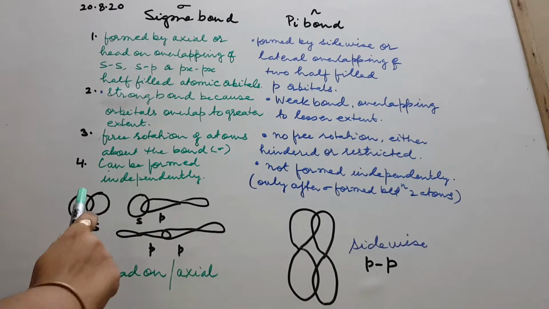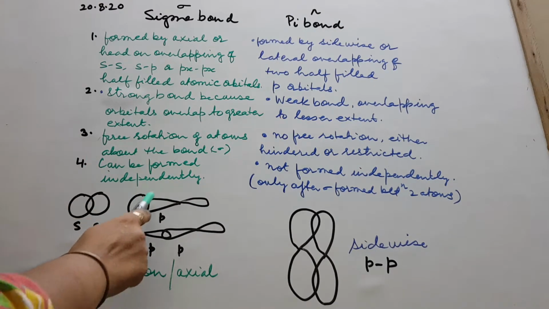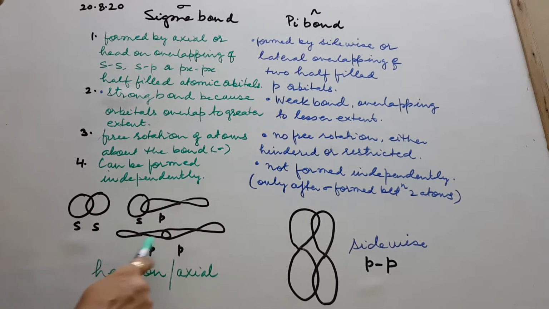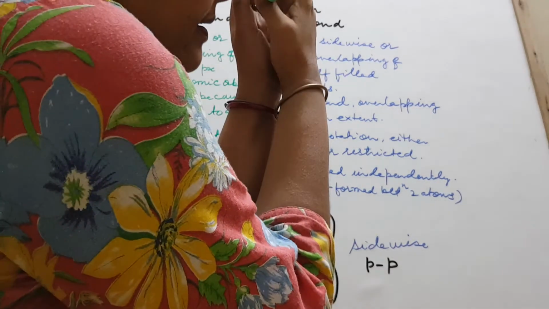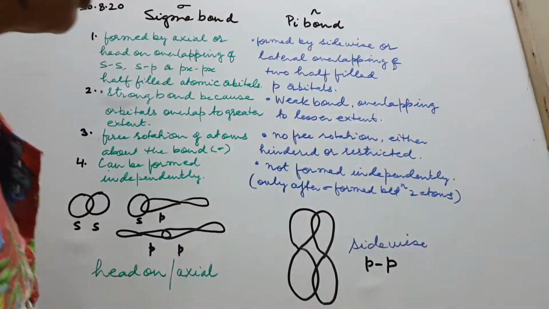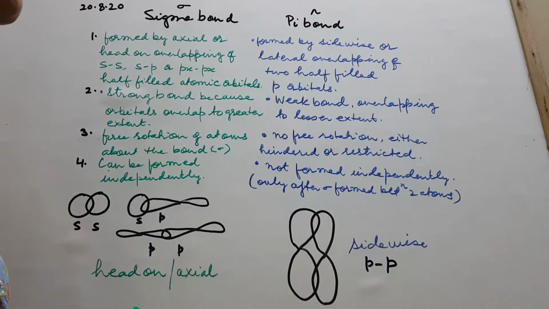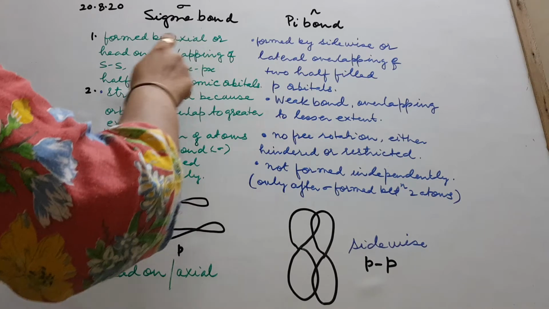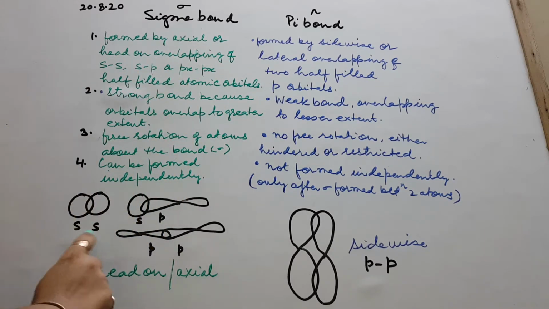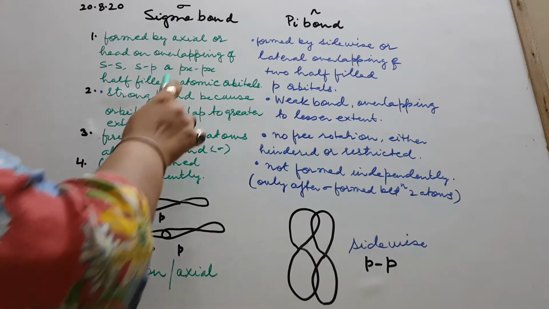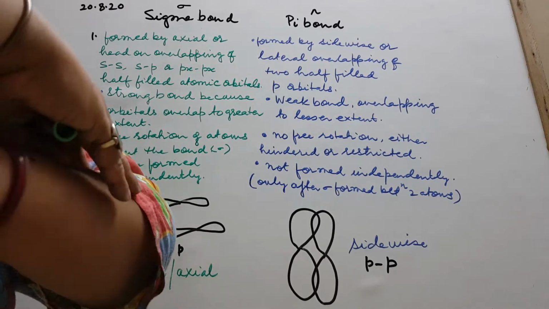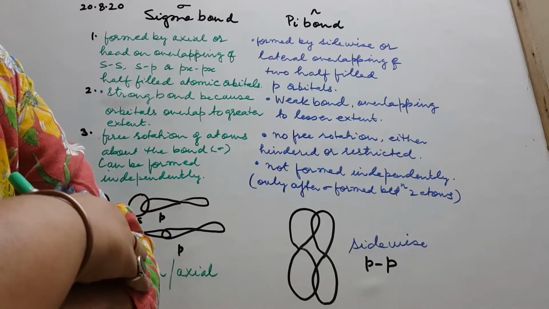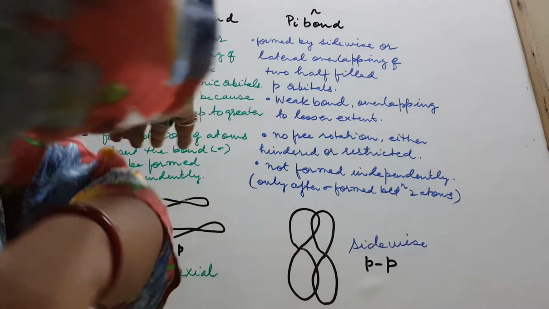What is a sigma bond? When two s orbitals, or one s and one p orbital, or two p orbitals overlap head-on, or axially, they give rise to a sigma bond. And when two p orbitals overlap laterally, or sidewise, it gives rise to a pi bond. So a sigma bond is formed by axial or head-on overlapping of two s orbitals, or one s and one p, or two p orbitals, but along the x-axis. Then only can they have head-on or axial overlapping.